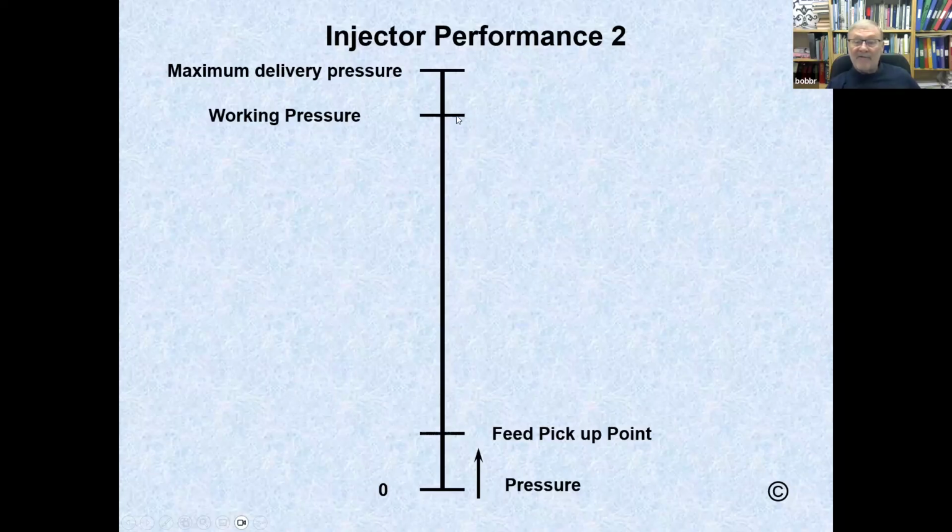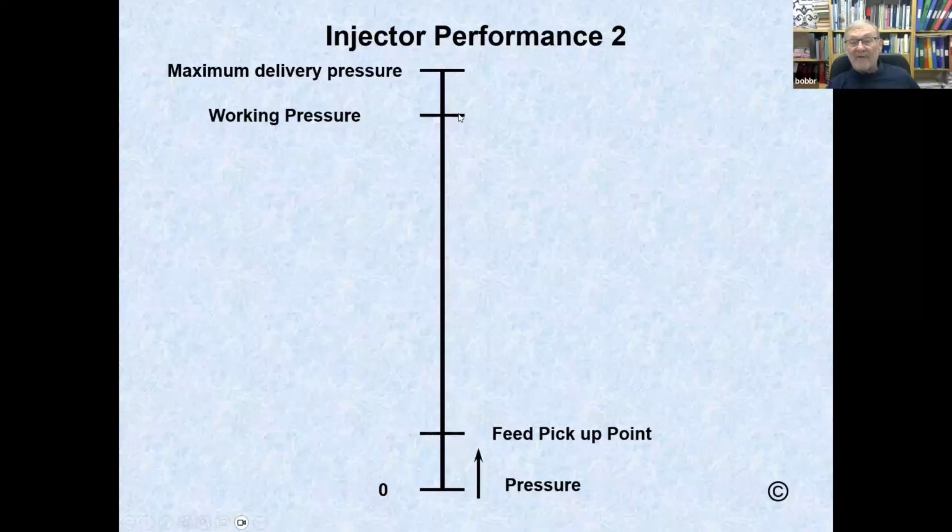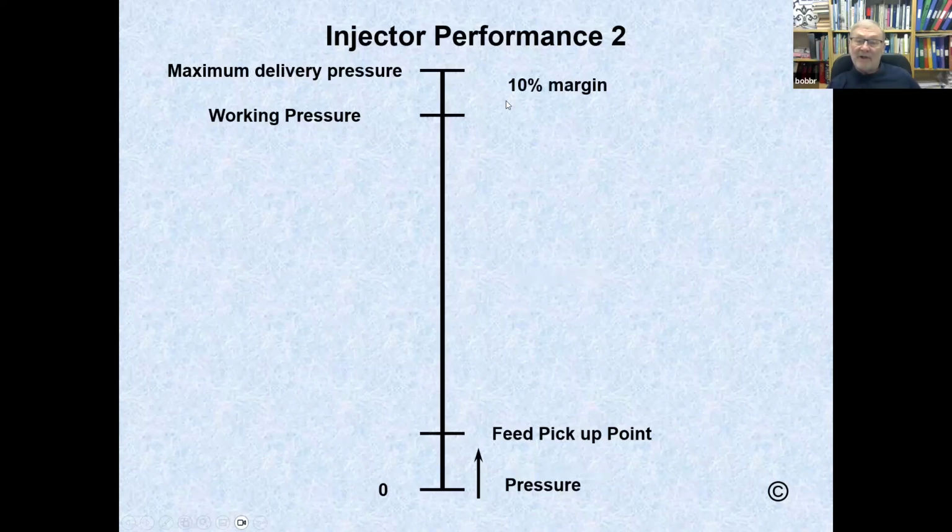there is always the safety valves lifting, and if the safety valves lift but they don't quite clear all the pressure, you are allowed a 10% margin, and the injector must be able to pick up within that 10% margin. So if you're working at 100, it has to have a performance that will pick up at 110.